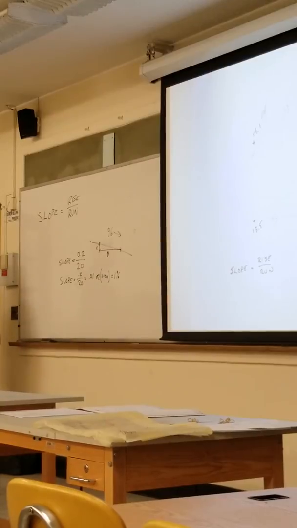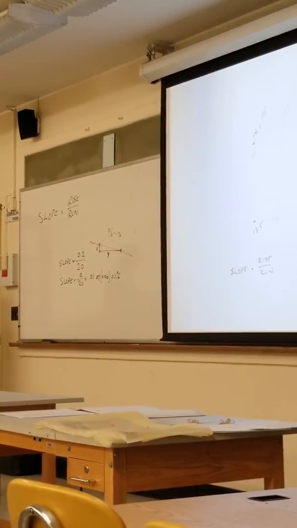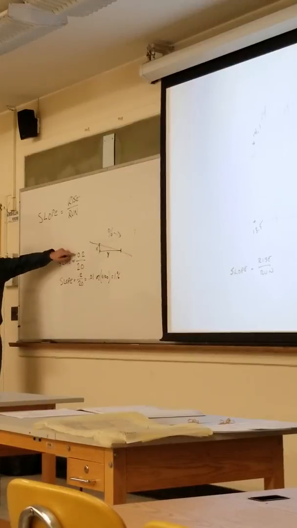Does that all make sense? Which one did you do? I didn't do any of them yet. I'm just showing you what that is. So slope is equal to rise over run, this is the easiest equation. Okay?